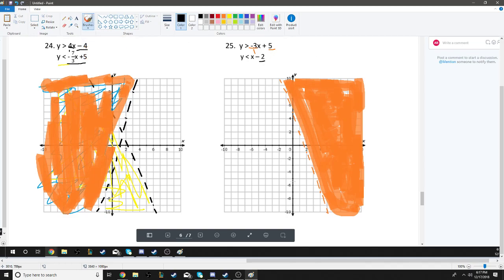Okay, start at negative 2. And then this is a positive 1 over 1 slope, so up 1 over 1, put a dot, up 1 over 1, put a dot, up 1 over 1, put a dot, and man, that was a bad idea to color it all in. But again, we do the best we can. Dotted lines. Something like that. And it says less than, so we need to shade below. So we're going to shade below that line.